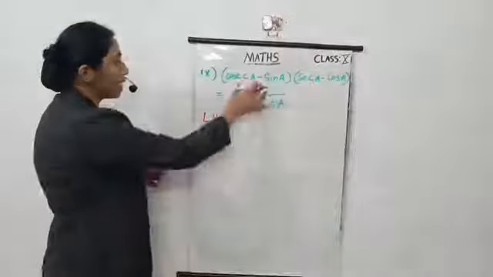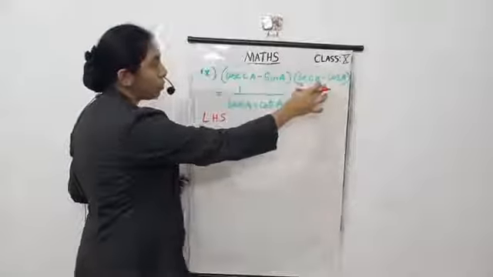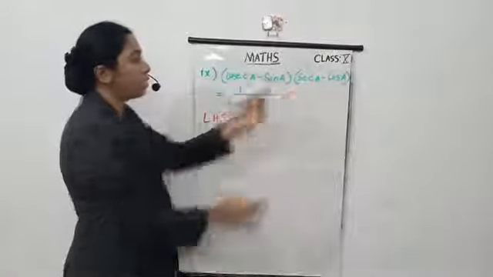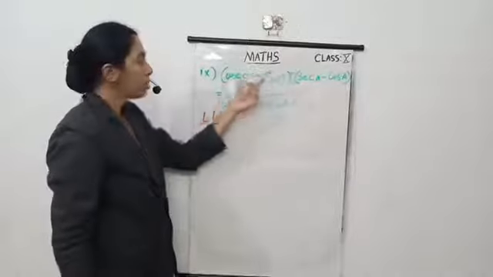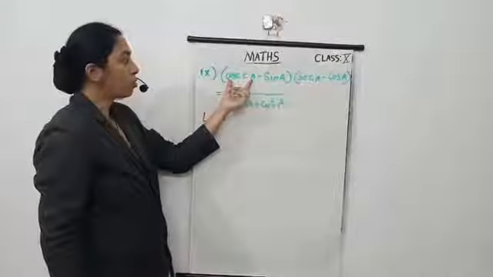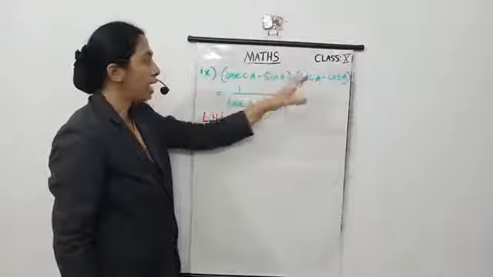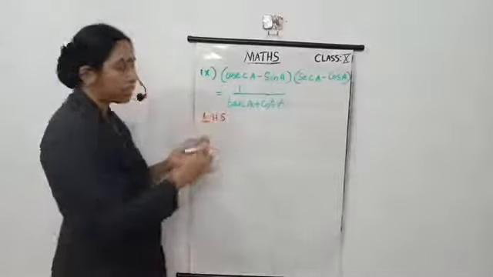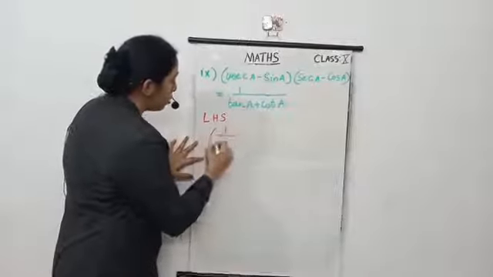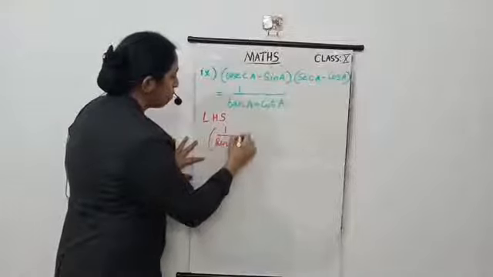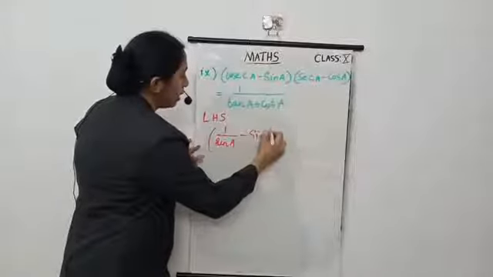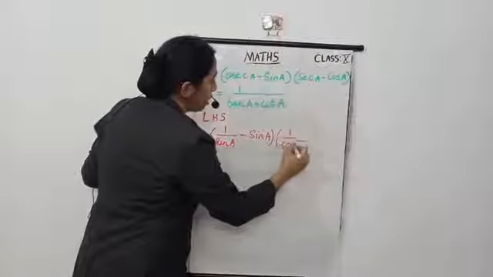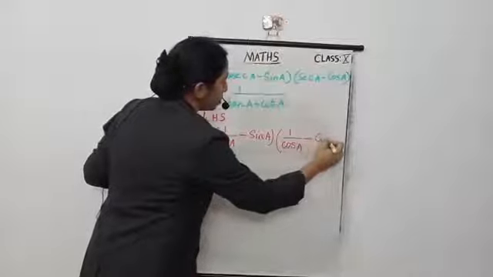So cosec A minus sin A into sec A minus cos A. So we replace cosec A in terms of sin and sec in terms of cos. So cosec A is 1 by sin A. So substitute that value: 1 by sin A minus sin A, into sec A, which is 1 by cos A, so this is 1 by cos A minus cos A.